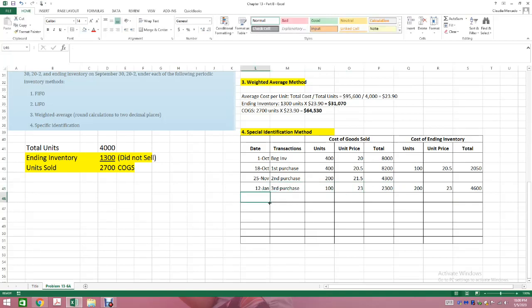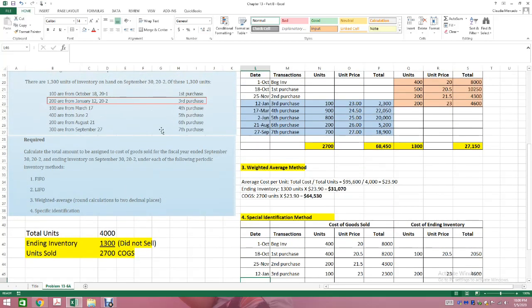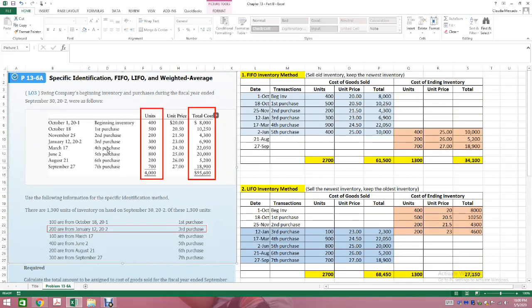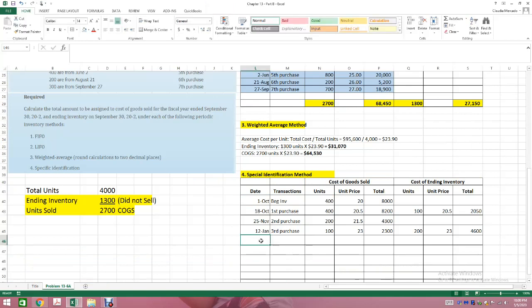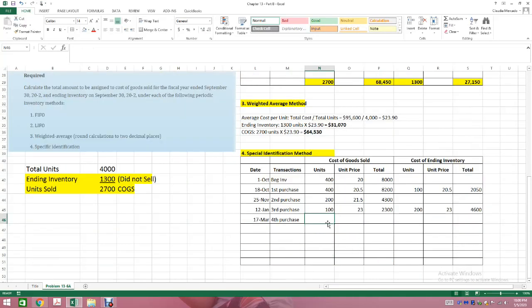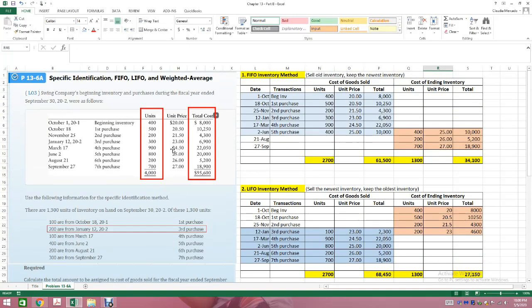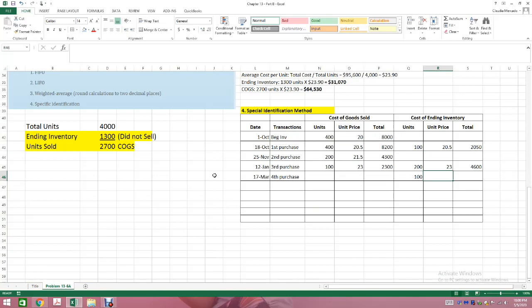So it's like a puzzle. You have to figure out which ones you sold and which ones you did not sell. All of these down here, you did not sell. Those are what you have remaining. Now let's look at the fourth purchase. You have 100 units from the fourth purchase that you did not sell. The fourth purchase happened on March the 17th. On the fourth purchase, we have 100 units that you did not sell. If you did not sell them, they go under your cost of ending inventory. So let's look at the fourth purchase. The cost is $24.50.